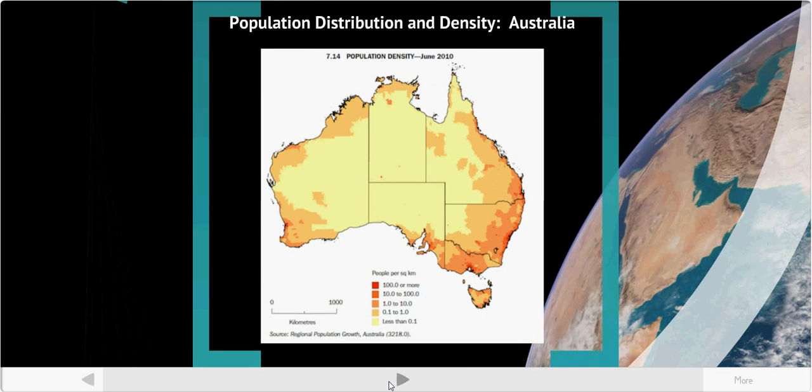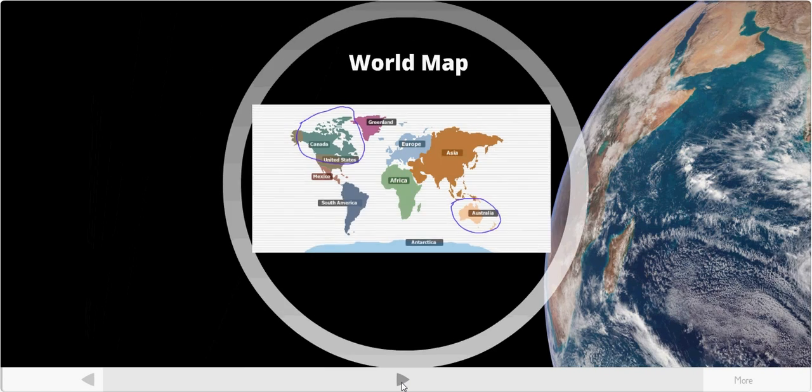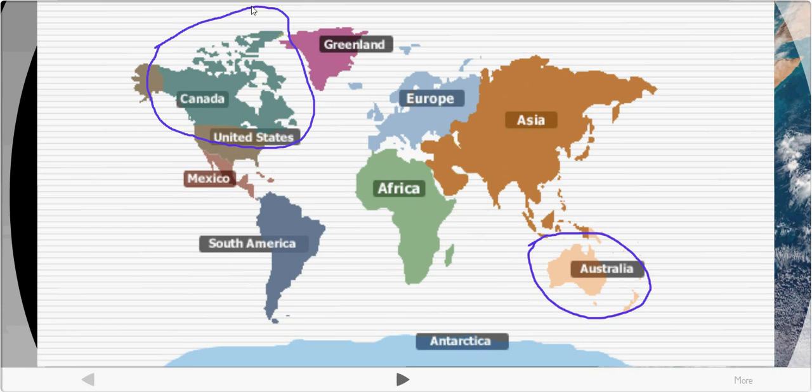Population distribution and density, Australia. As you can see, the population is mainly focused around the coast and also near Melbourne and Sydney, but it's still not nearly as dense as where Canada is near the border. The world map. As you can see, this is Canada in the top left corner, and this is Australia in the bottom right corner. And the equator goes down the center here.